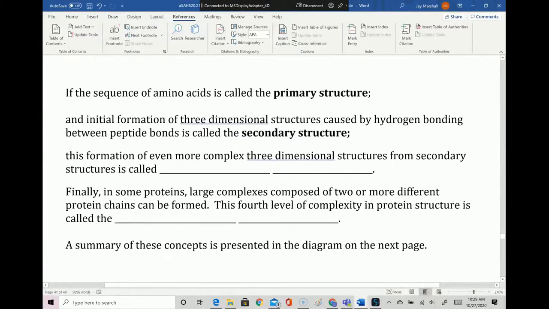So if the sequence of amino acids is the primary structure, and the first creation of three-dimensional structures is called the secondary structure, and that's caused by the hydrogen bonding, then if I have forces of attraction with the R groups, and I create this even more complex structure, hopefully it would make sense that we're going to call that the tertiary structure. Tertiary means third level, right?